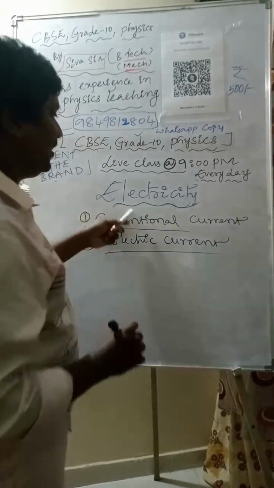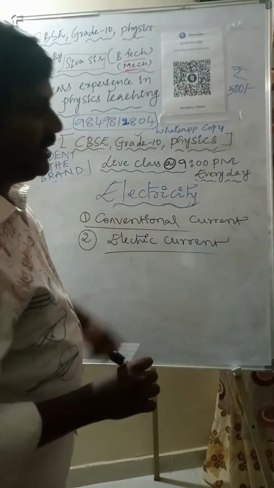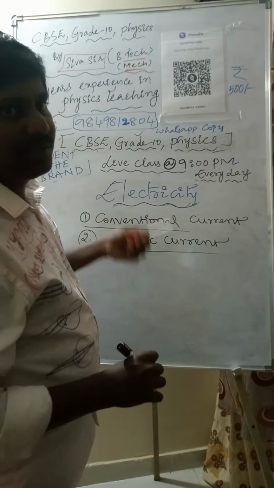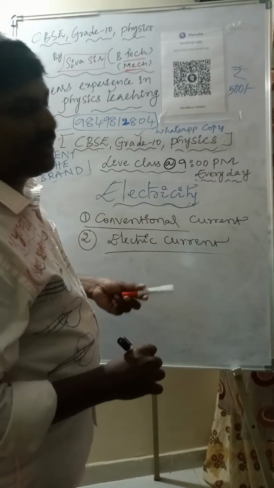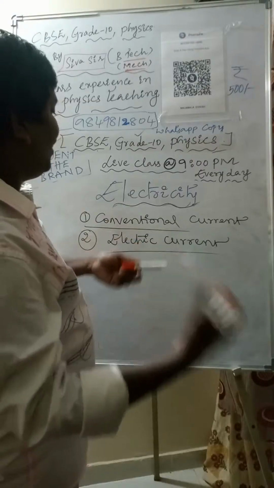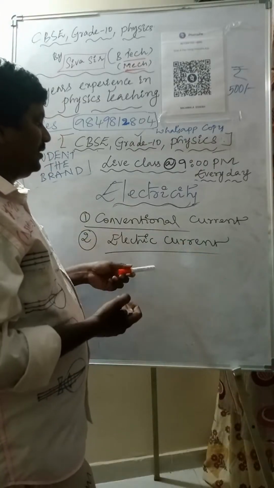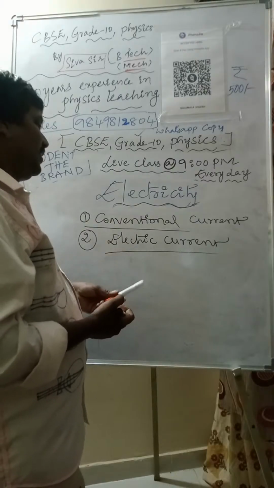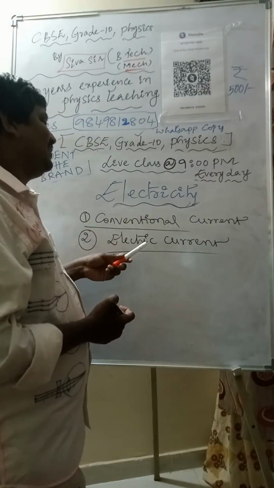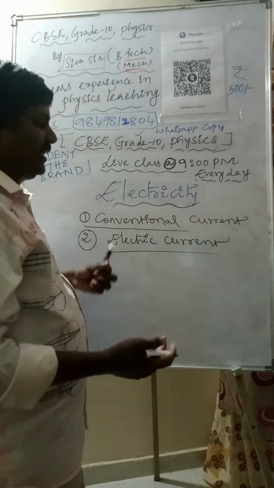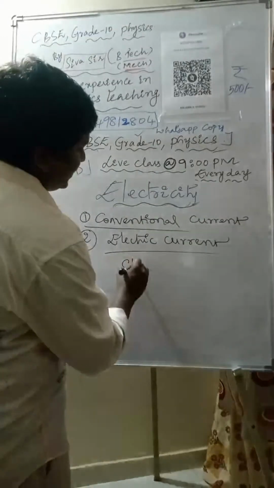What is the meaning of these two statements? Why are we taking these two statements? Why do we have to take two currents instead of one? Current is nothing but the rate of flow of charge. Here we are talking about only charge.